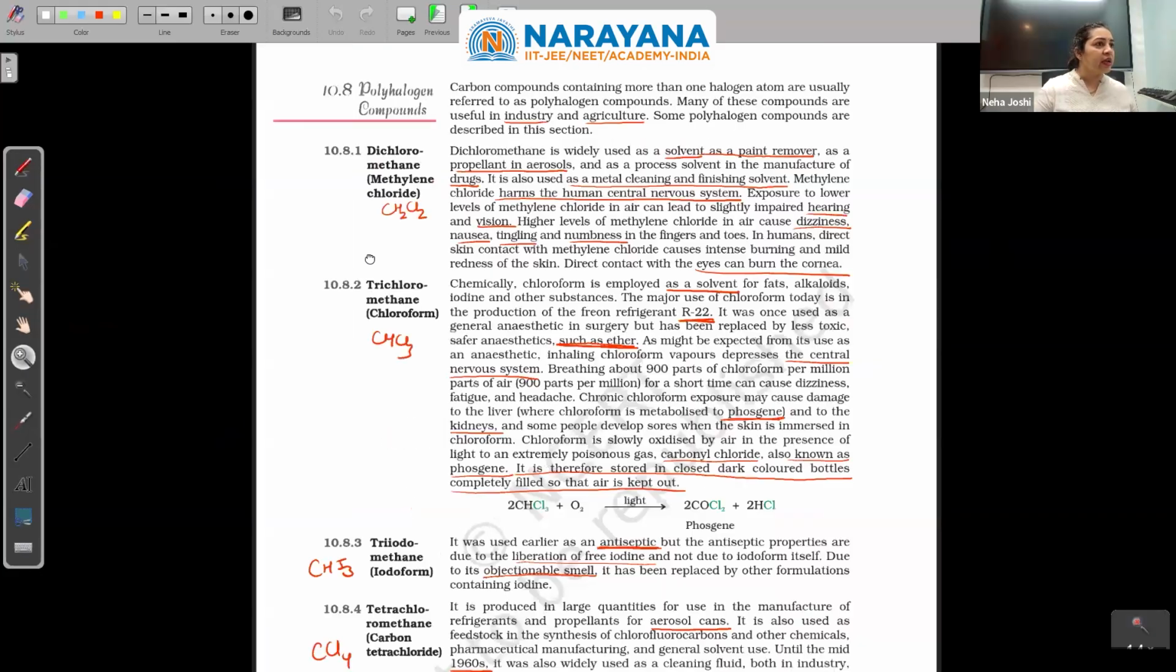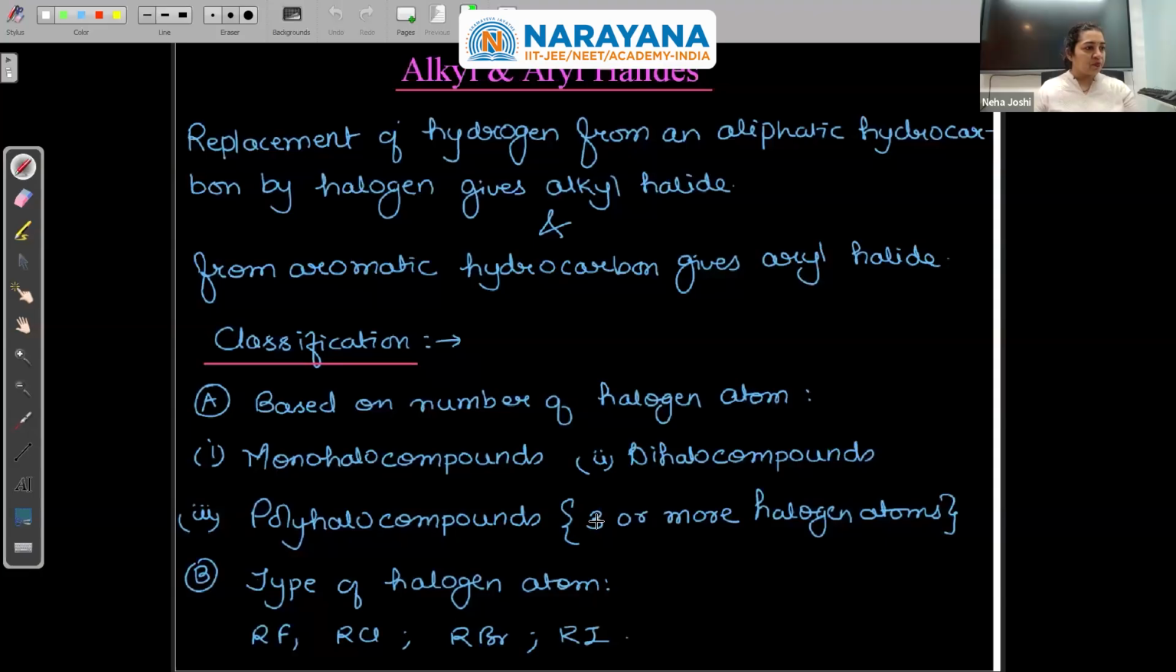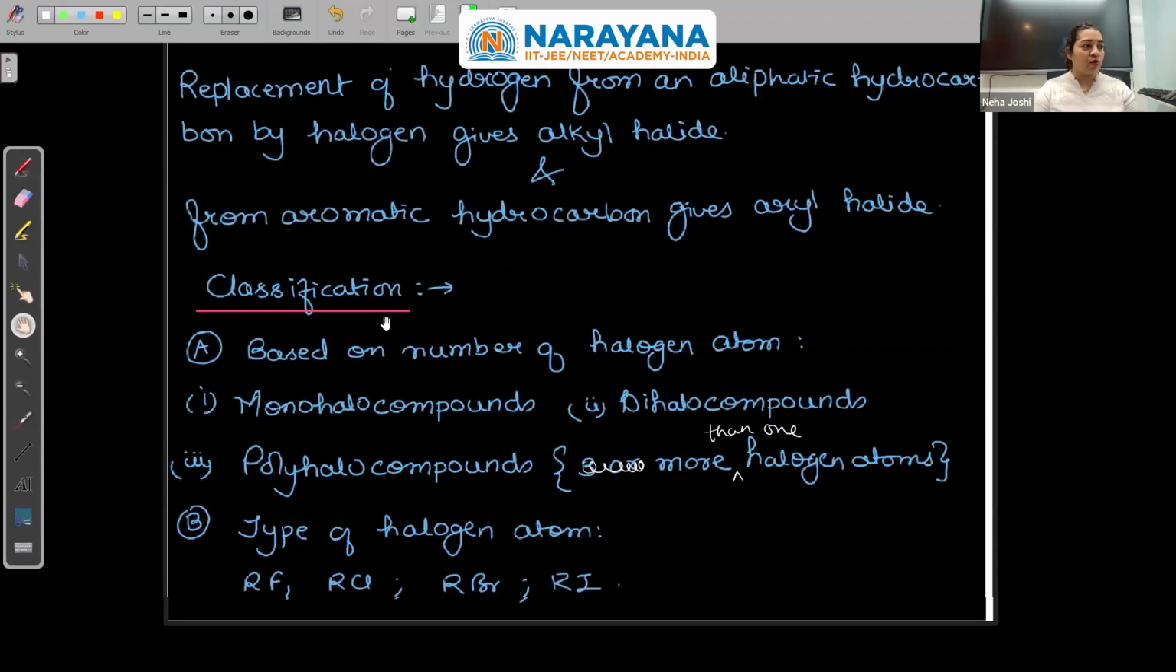This is the NCERT. I will discuss it at the end of today's lecture. See, carbon compounds containing more than one halogen atom are usually referred to as polyhalogen. So anything having more than one will be taken as polyhalogen. I will rather correct it here: more than one halogen atom is called polyhalogen. It need not be three or more.